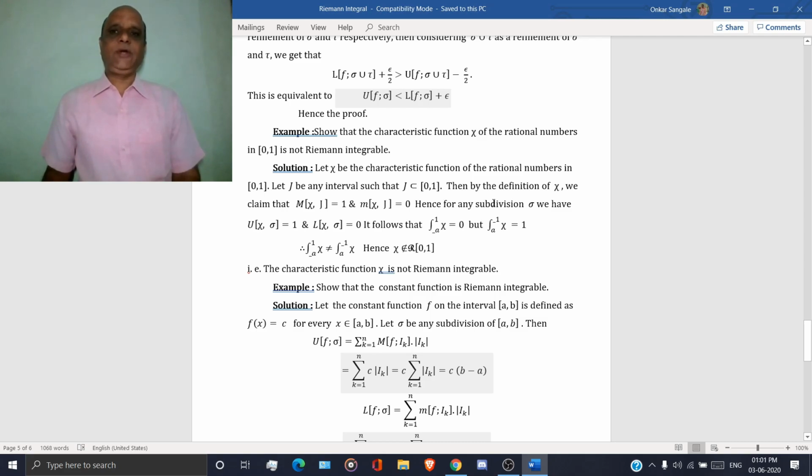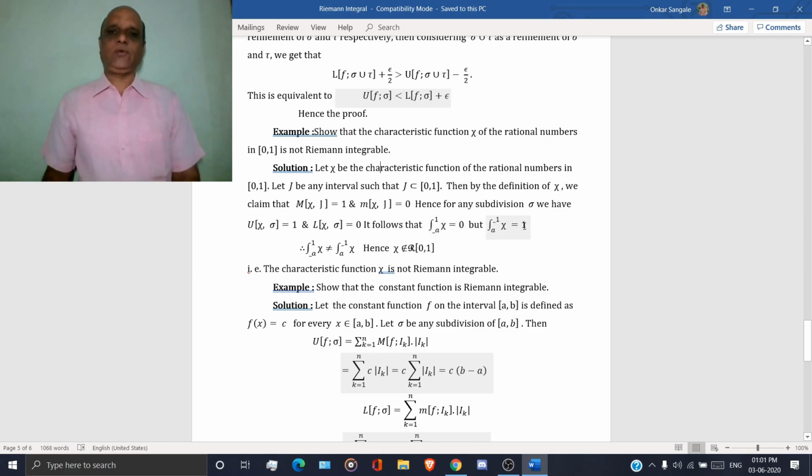Hence for any subdivision sigma, the upper sum for chi corresponding to subdivision sigma is 1 and the lower sum for the function chi corresponding to subdivision sigma is 0. It follows that the lower integral from a to b of chi is 0 and the upper integral of the function chi, shown with a bar, is 1. So clearly the lower integral is 0 and the upper integral is 1.